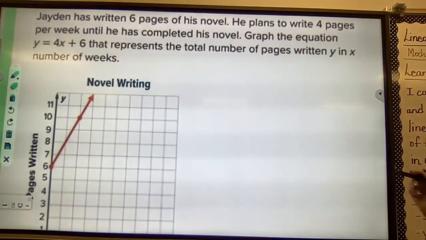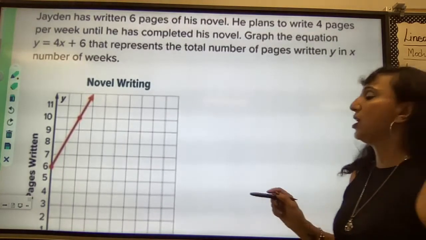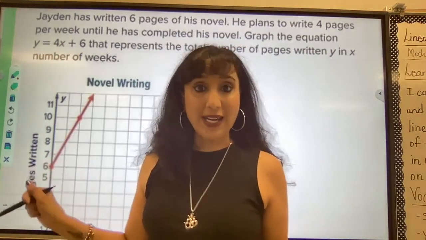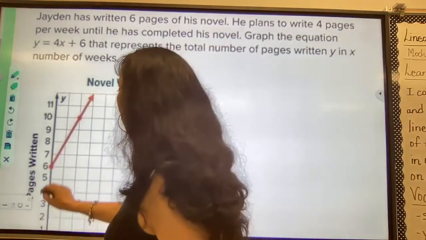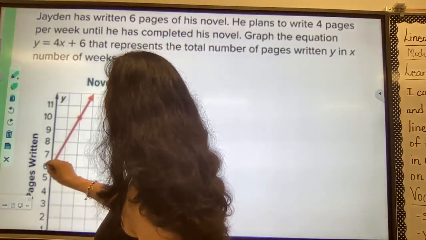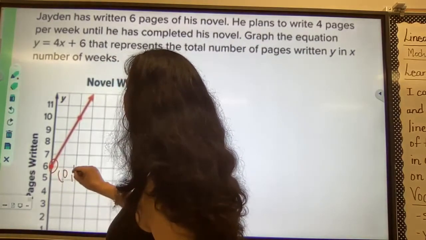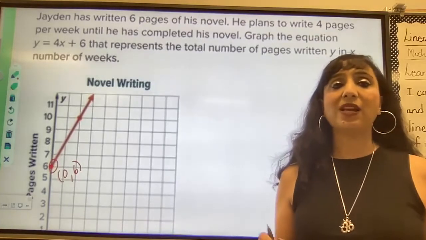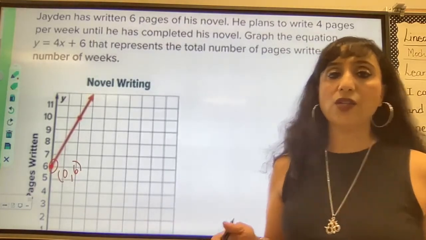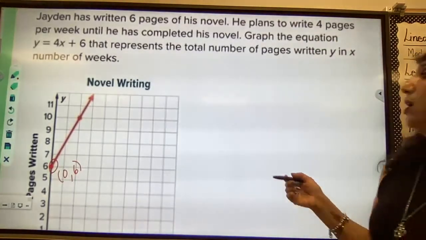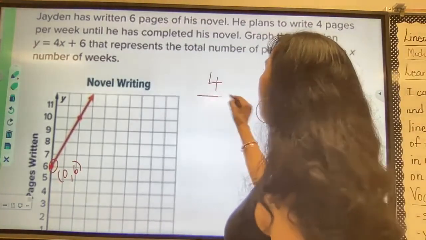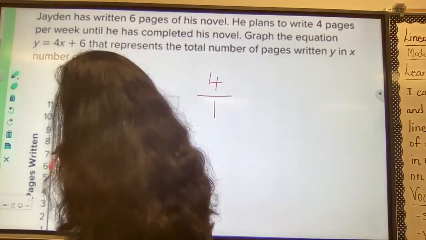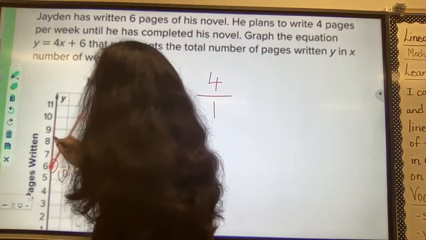Saying 6 pages, he has written 6 pages. So that is going to be your y-intercept. So as you can see, if I go here, this is my 0, 6, x is 0, y 6, all right? And then my slope is 4. So since my slope is 4, that means rise over run. And the rise is 1, 2, 3, 4.